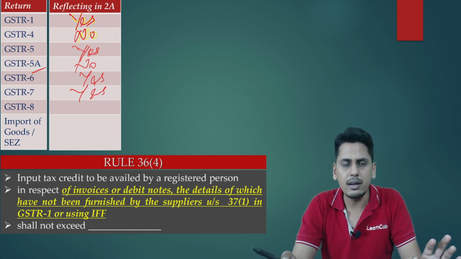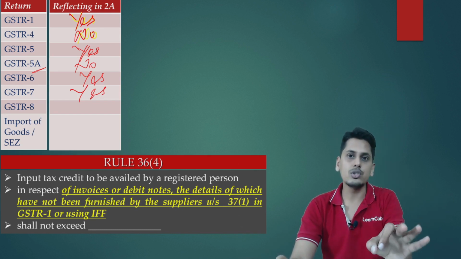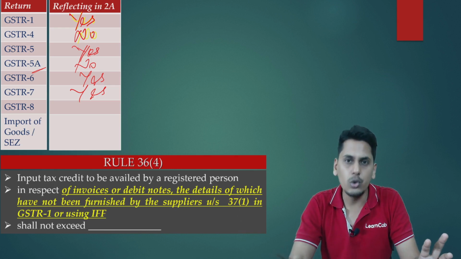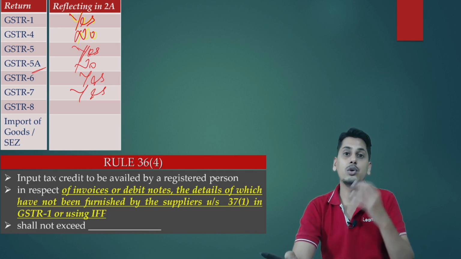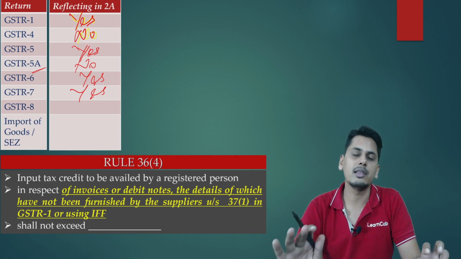GSTR 8, in a similar manner, tax is collected and comes to my cash ledger. It would also appear in my GSTR 2A so that I get to know whether whoever has deducted TCS has deposited it with the government.